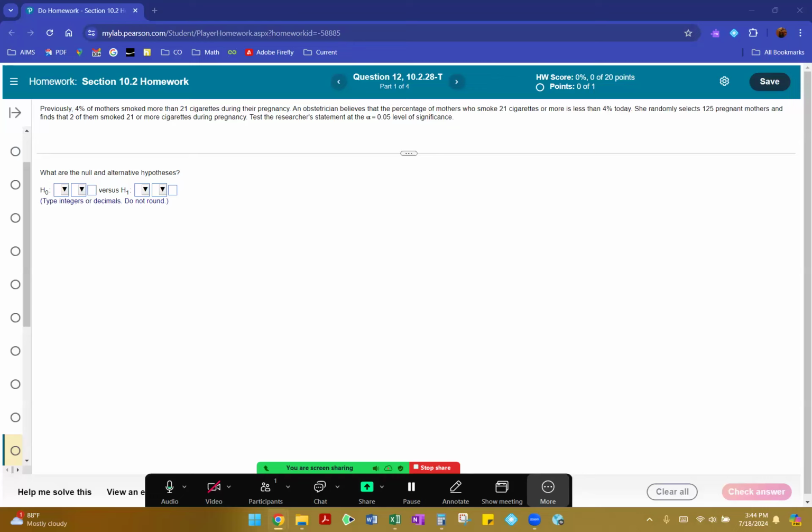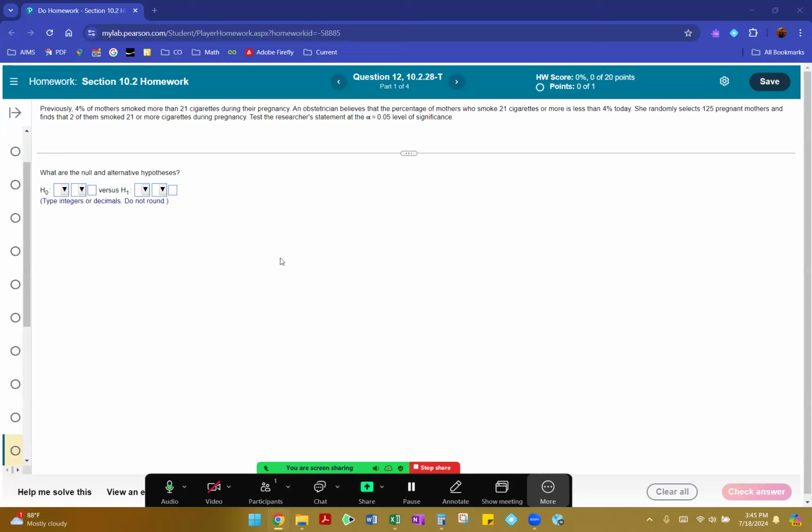All right, let's take a look at this example over here. As you can see, this is question number 12 from homework section 10.2, and the problem number is 10.2.28-T. Now that T honestly stands for technology. So the idea is you can use technology to do your computations here. So let's take a look at this.